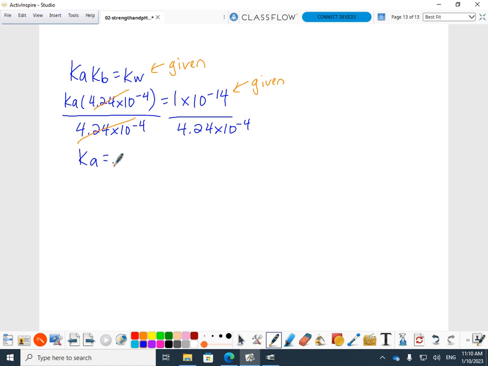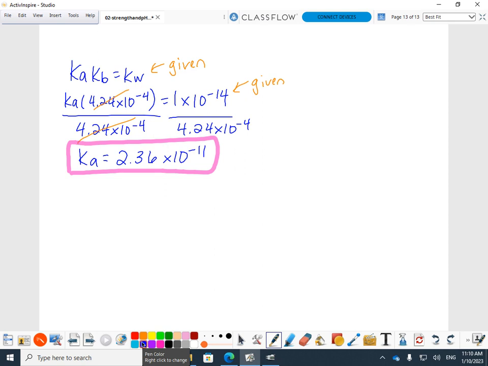Okay, and the Ka should be very, very small. Okay, times 10 to the negative 11, that is a small number. Again, maybe you would like to emphasize your answer.